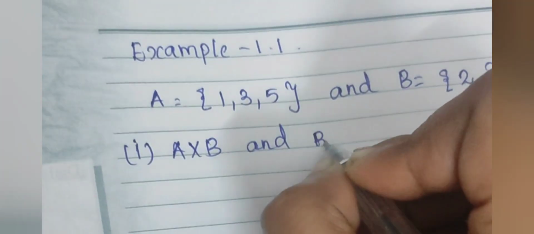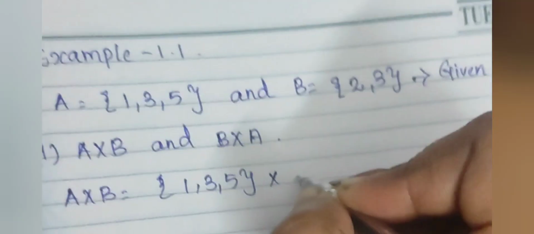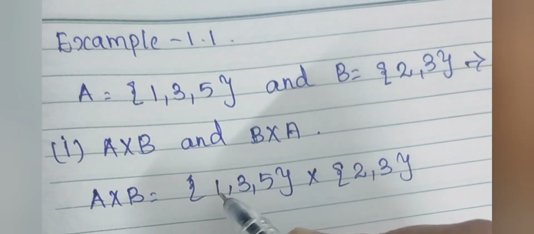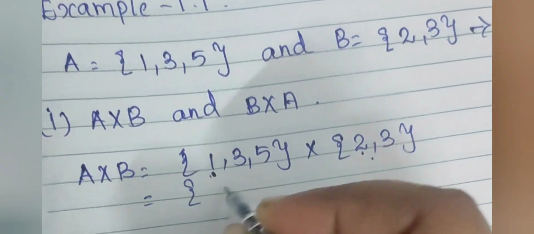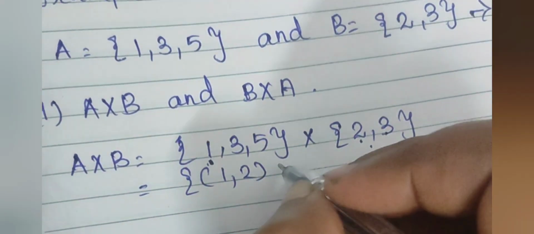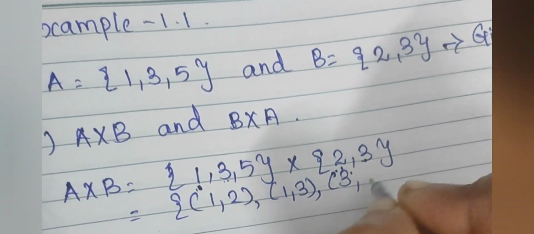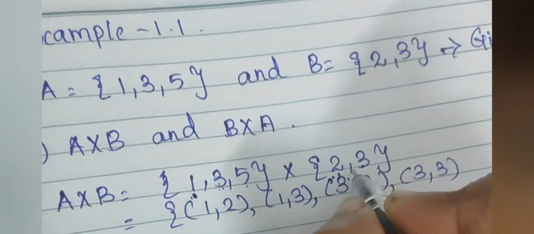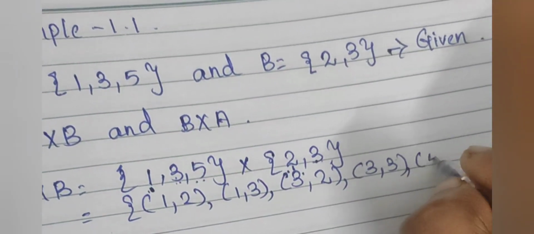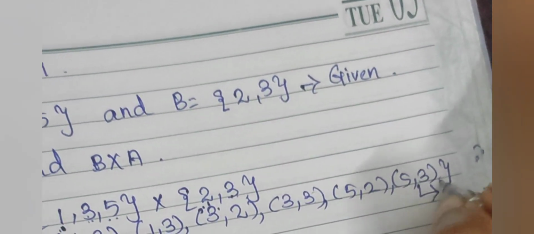First we have to find A cross B and B cross A. So what is A cross B? Let's write the values: {1, 3, 5} cross {2, 3}. First you have to write the first element, that is 1, and pair it with 2 in a bracket, so (1, 2). Next (1, 3). Everything has to be written in a bracket. Next (3, 2) and (3, 3). Next (5, 2), (5, 3). This is equation number 1.